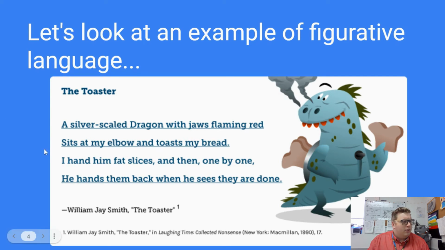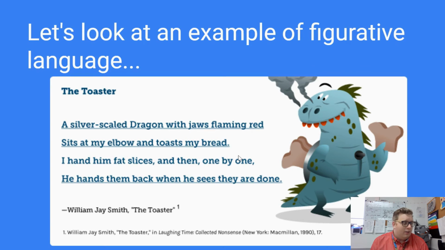How about this line? I underlined this line, but does it contain figurative language? Sits at my elbow and toasts my bread. This line of the poem actually uses literal language because the toaster is literally toasting bread. That's really what the toaster does.